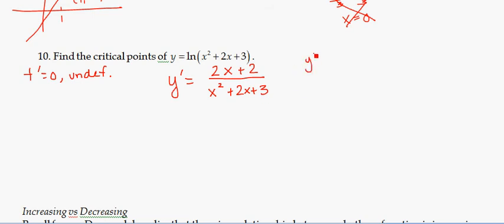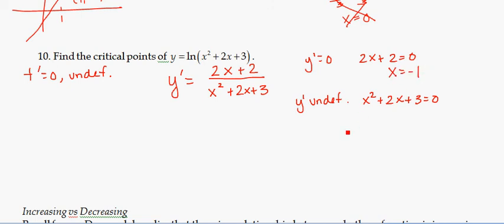So we know that y prime will be 0 exactly when the numerator is equal to 0, and we know that y prime will be undefined exactly where the denominator is equal to 0. So we have to solve both of these equations. This one we solve by just subtracting 2 and then dividing by 2. We're going to see x equals -1 as a critical value. But this one is a quadratic. Our first instinct might be to factor it, but after a little bit of thinking, I hope you'd realize that in fact this doesn't factor. So we do need to solve it using the quadratic formula.